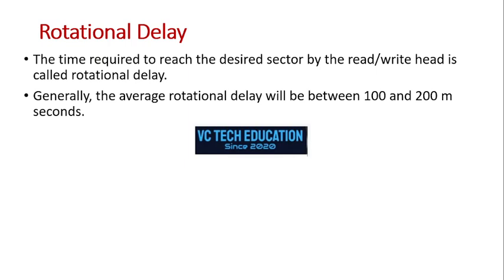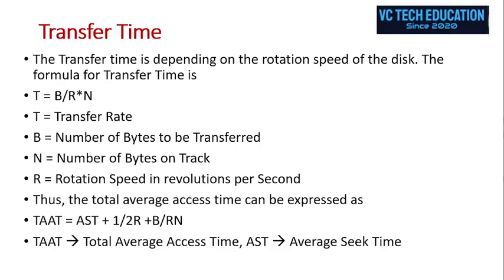Then comes the rotatory delay. The time required by the read-write head to reach the desired sector is called rotatory delay. Generally, the average rotatory delay will be between 100 to 200 milliseconds. Then comes the transfer time. The transfer time depends on the rotatory speed of the disk. The formula for the transfer time is T = b / (r * N). T equals transfer time, b equals number of bytes to be transferred, N equals number of bytes on the track, and r equals rotatory speed in revolutions per second.